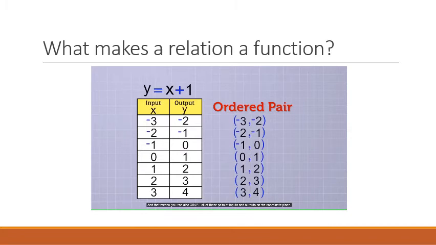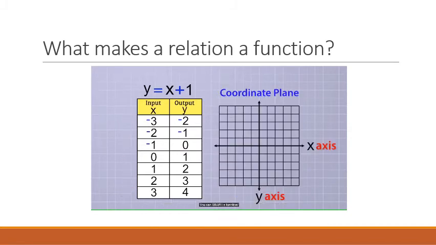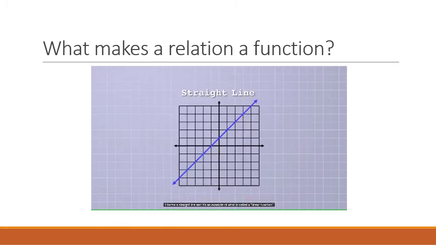And that means you can also graph all of these pairs of inputs and outputs on the coordinate plane. You can graph a function. Here are the points from our function table plotted on the coordinate plane. And here's the resulting graph we get if we connect those points. It forms a straight line, and it's an example of what is called a linear function.